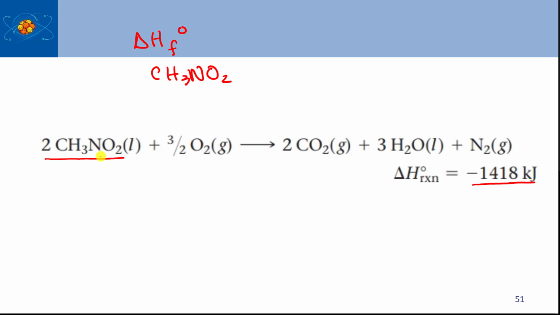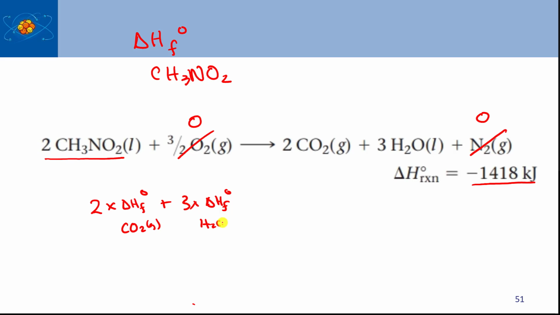And the way you do it is this. To start with, make your life easy. These ones are all 0. Okay. And then you go ahead and you do products minus reactants. So products minus reactants are going to be this: 2 times the standard enthalpy of formation for CO2 gas, plus 3 times the standard enthalpy of formation for H2O liquid. So that's your products, and then you're going to subtract your reactants, right?